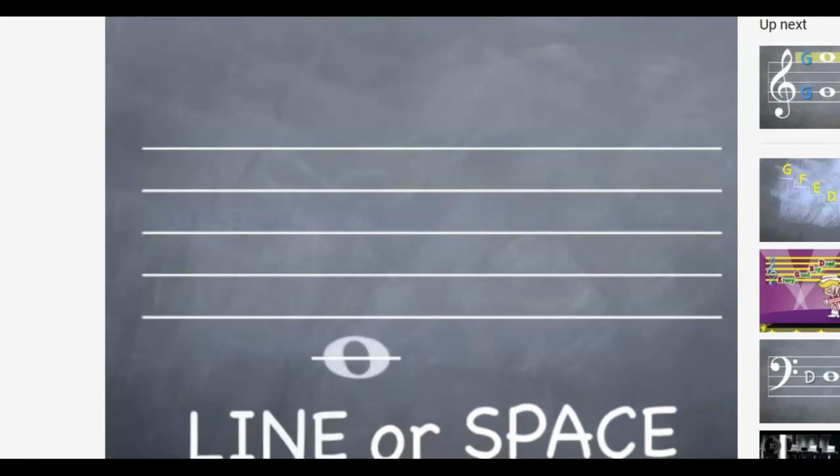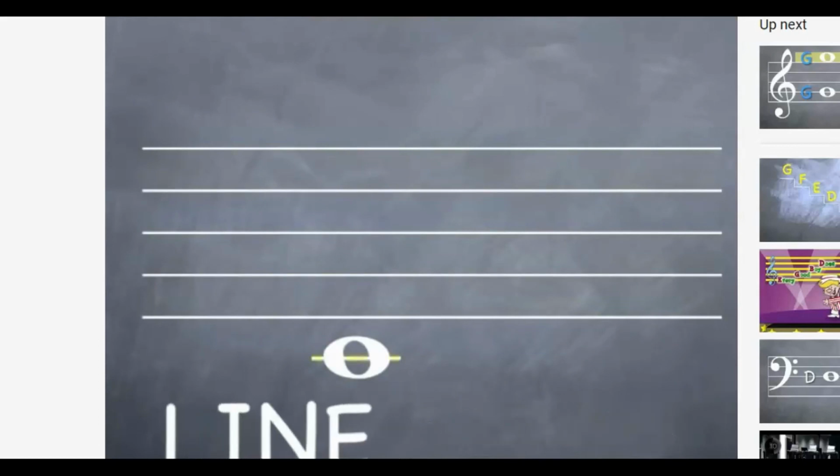Here's one more. Would you answer line or space? This note does have a line going through its middle, a ledger line. This note is on a line.